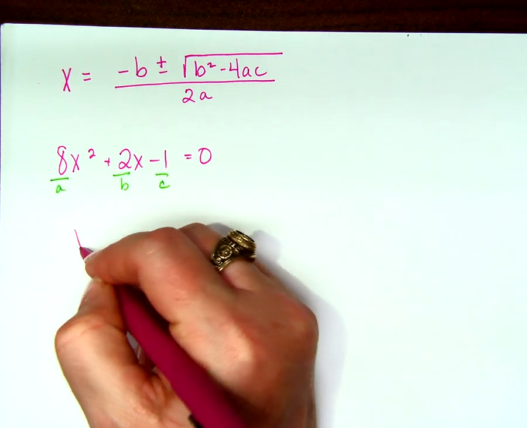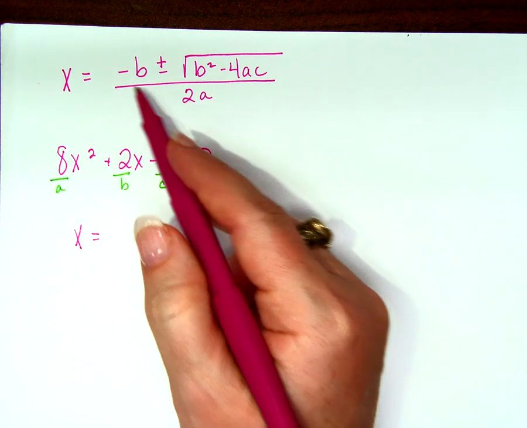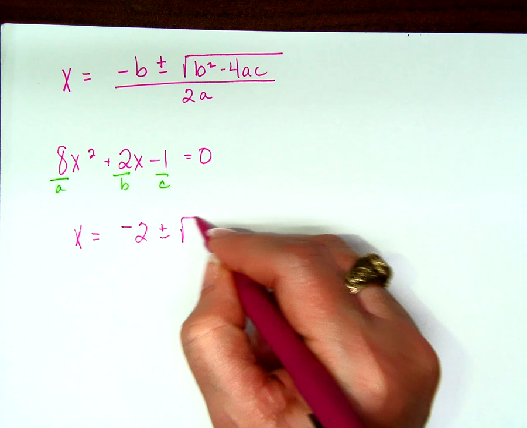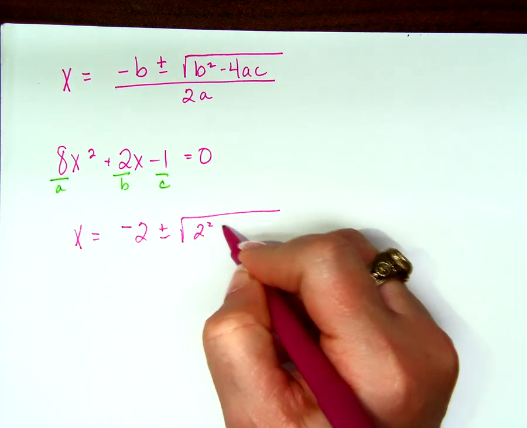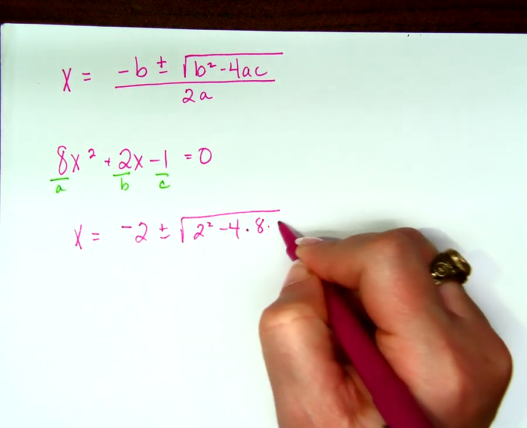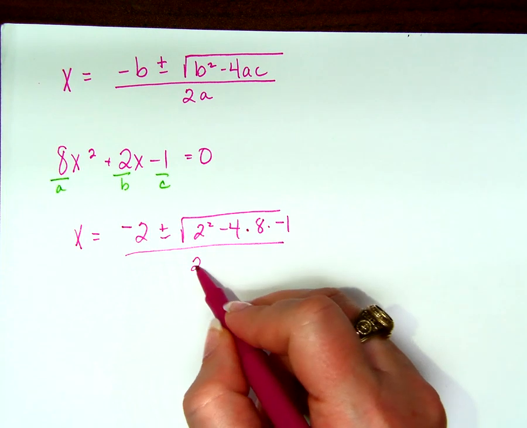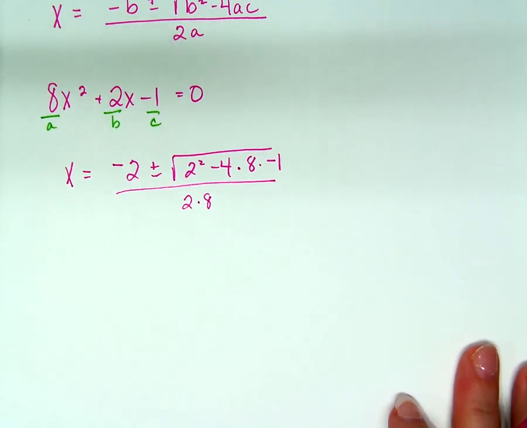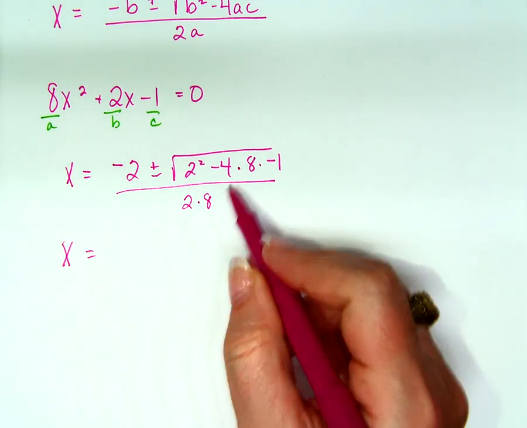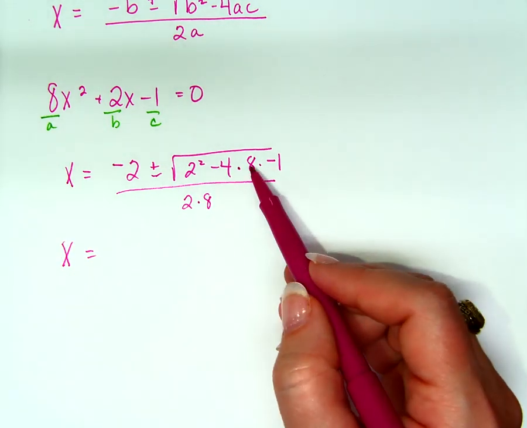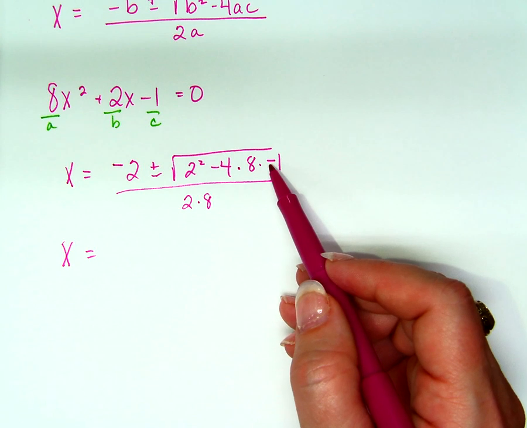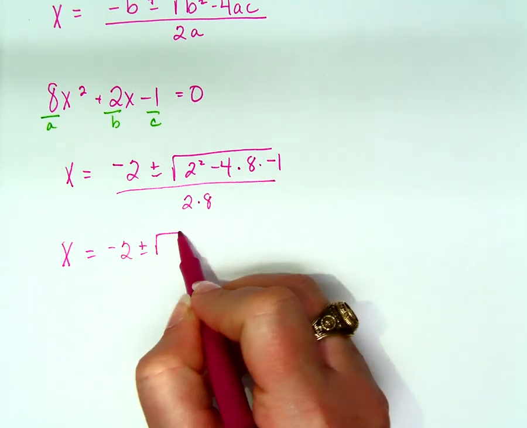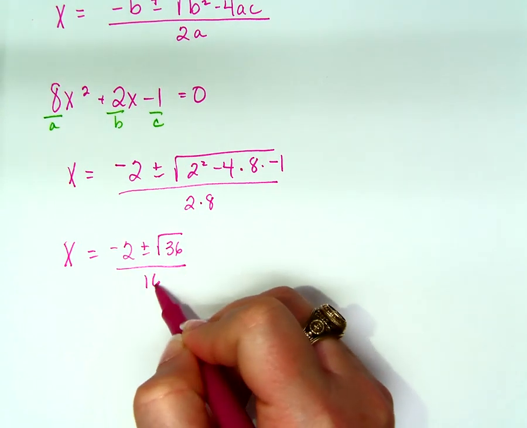Okay, so now I fill in my formula. X equals negative, or the opposite of B, so negative 2 plus or minus the square root of B squared minus 4 times A times C, all over 2A. Now it's just a matter of simplifying. Again, some of you can do this in your head. Negative 4 times 8 times negative 1 is 32. So I have 4 and 32. So negative 2 plus or minus the square root of 36 over 16.